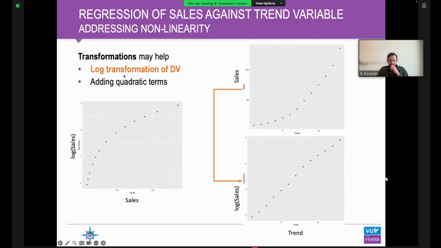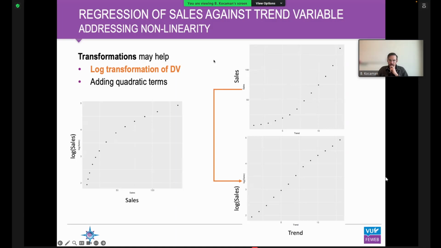For the log transformation, let's first look at that. Log transformation means that we actually take the log of what we actually observe. In this case, the dependent variable is sales. If you look at sales versus log sales, you see this kind of a decreasing return for the same increase in sales kind of relationship. So this is the log function, if you remember.